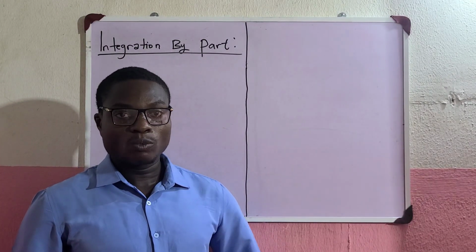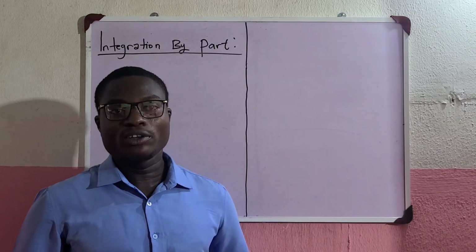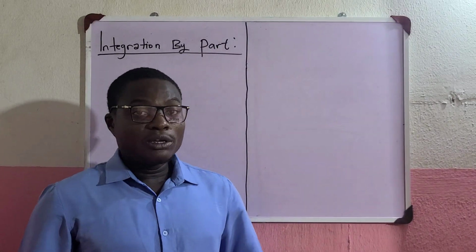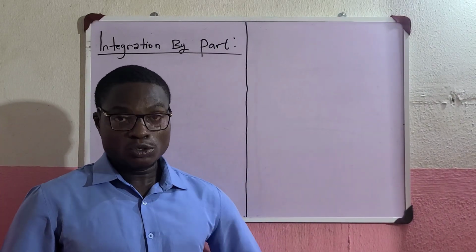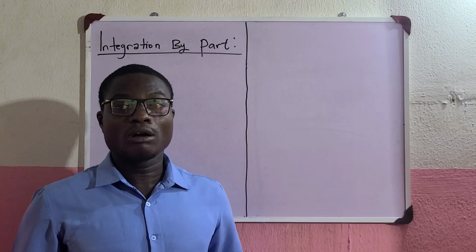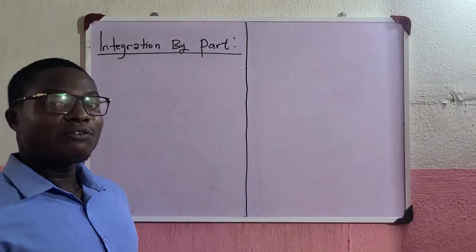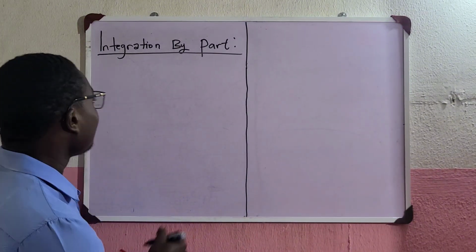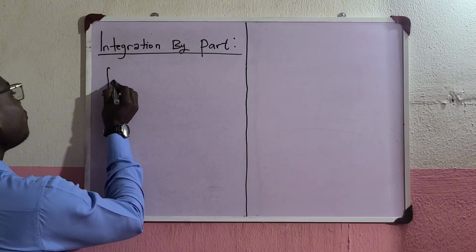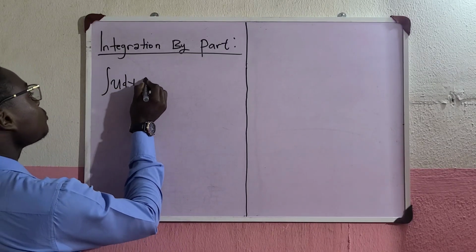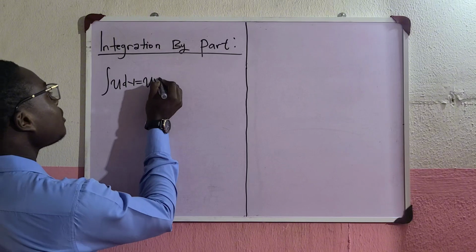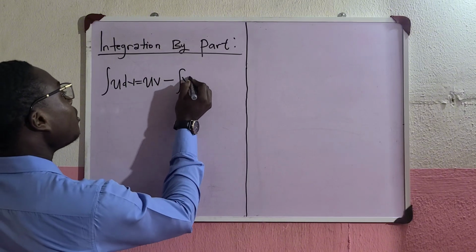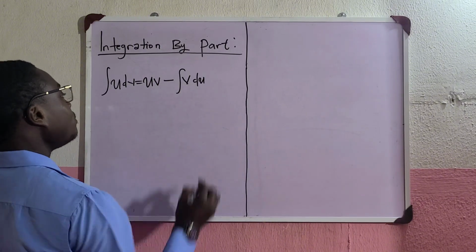In today's lesson, we will be talking about the DI method of integration by parts. Now, integration by parts is a method used to find the integral of a product of two functions. The formula for integration by parts is given by the integral of u dv is equal to uv minus the integral of v du.